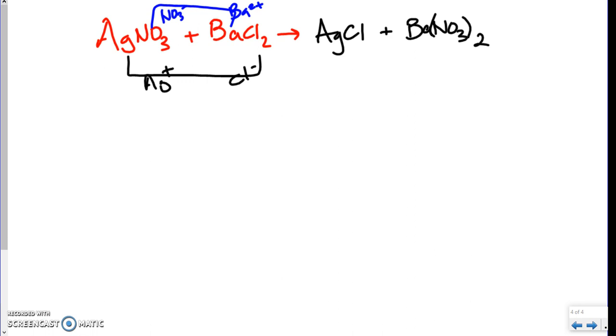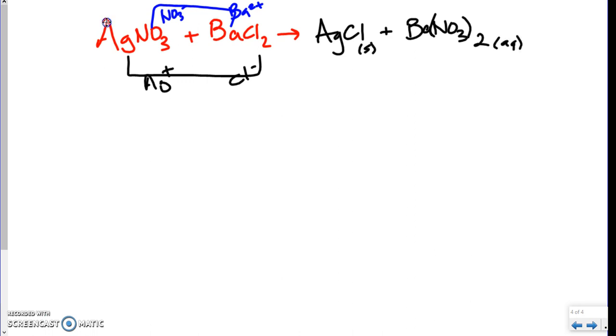Silver chloride is rule number 3. All salts containing chloride are soluble except those with silver. That's going to be a solid, friends. And then barium and nitrate. So if we look at rule number 5, it says all salts containing nitrate are soluble. So that's going to be aqueous.